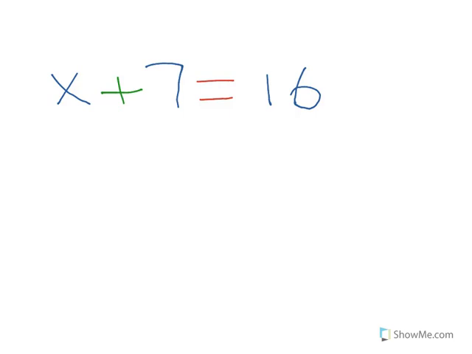Okay, in this tutorial I'll be showing you how to solve an equation. This is a simple equation, x plus 7 equals 16. Now first of all, there are some steps to follow.